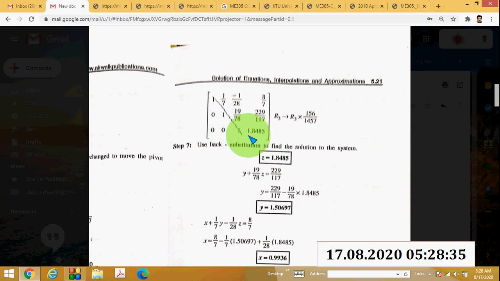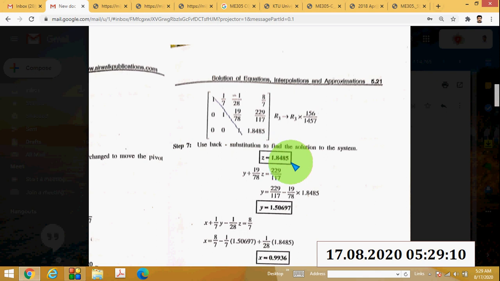First you have to select the last row. So z is equal to 1.8485. Here the first term is 0 and the second term is 0, so 0x plus 0y plus 1z is equal to 1.8485. So the value of z is equal to 1.8485. Then the second row: 0x plus 1y, so 1y means y, then y plus 19 by 78 z is equal to 229 by 17.